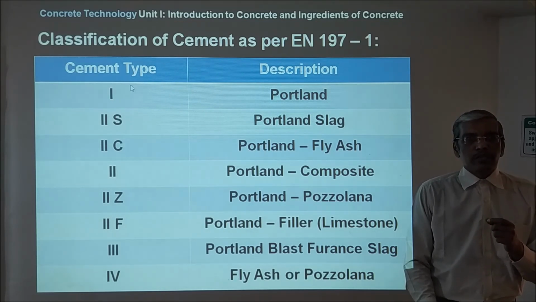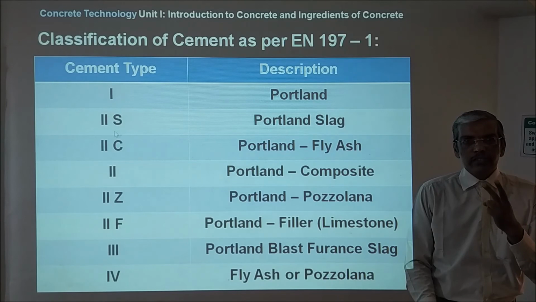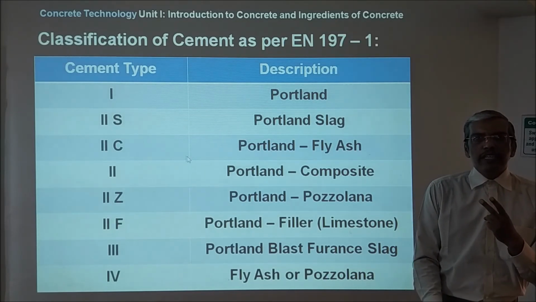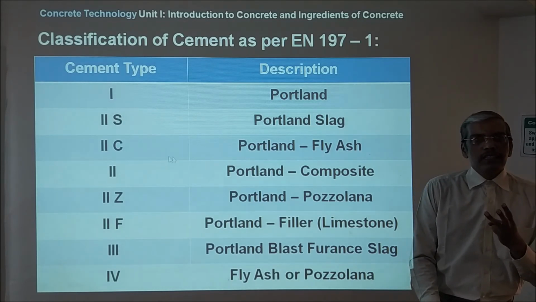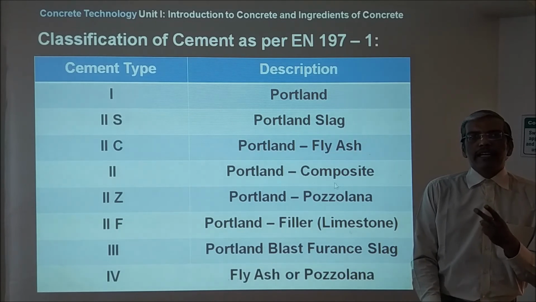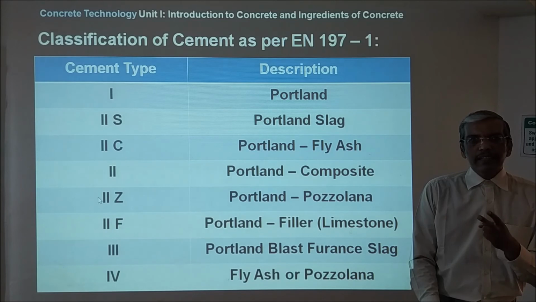1. So cement type 1 is the Portland cement. Cement type 2, yes, that is Portland slag. Cement type 2C, that is Portland fly ash. Next type of cement is type 2, that is Portland composite. Next type of the cement is 2Z, that is Portland pozzolana.